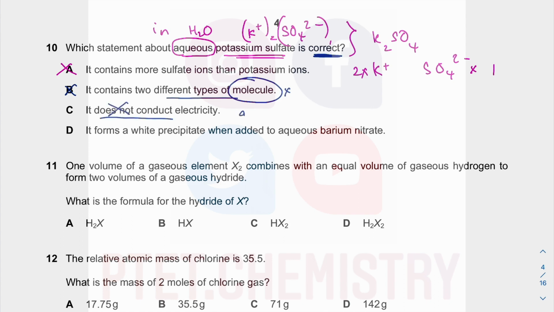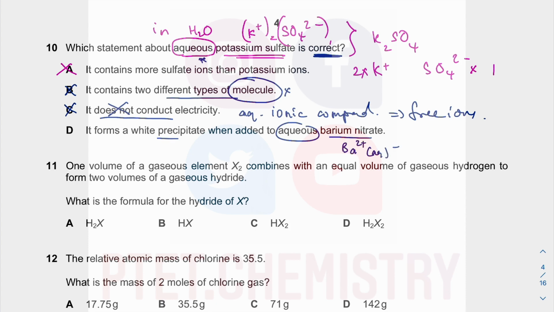Well, you have aqueous ionic compound. Okay? Ionic compound in aqueous solution, you have free ions that can conduct electricity. It forms a white precipitate when you add it to barium nitrate. This is aqueous. This is aqueous. What happened then is, well, you get this ionic equation. Barium 2 plus reacts with sulfate.